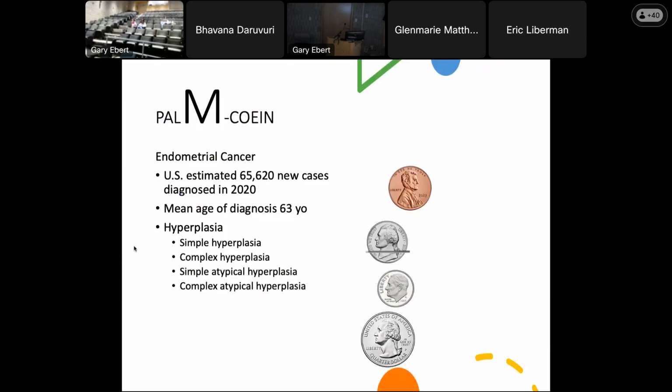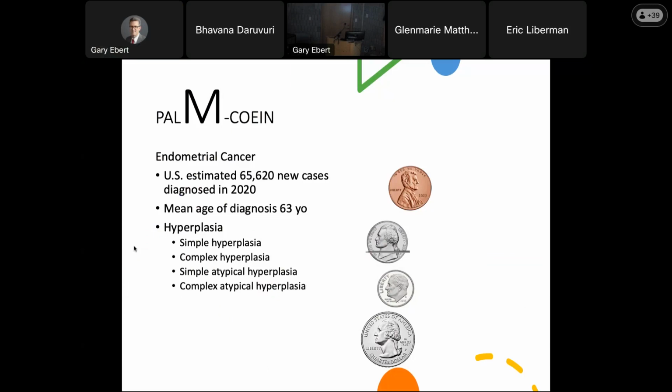Moving along to malignancy. So that's the other thing. When you do a hysteroscopy, you're able to visualize the lining of the uterus. Just to briefly go over endometrial cancer. Obviously, it's prevalent. It's one of the most common types of gynecological cancer.